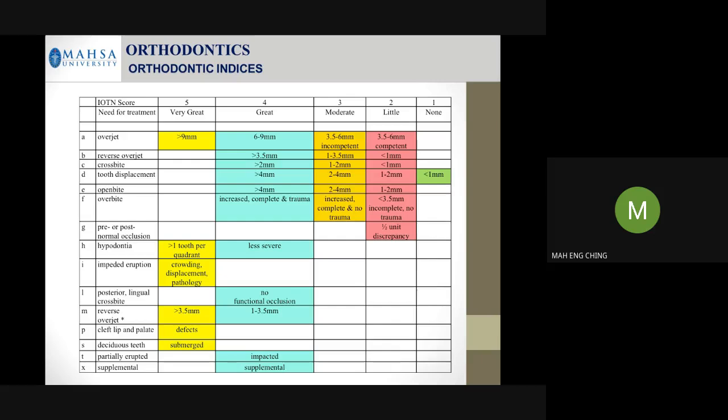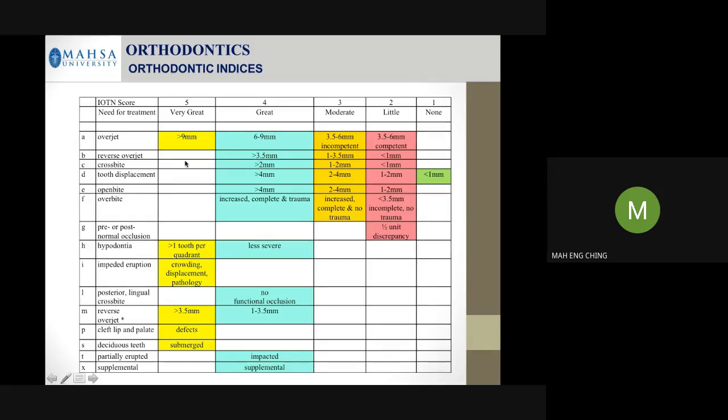But in this table you see, if the overjet is 3.5 to 6 with competent lips, then it falls into category 2. If the overjet is 3.5 to 6 with incompetent lips, then it is upgraded to grade 3. If 6 to 9, it becomes 4, and if it's more than 9, it becomes 5. So 2, 3, 4, 5 depends on the overjet. Then if you have reverse overjet, same thing. Less than 1 millimeter, grade 2. 1 to 3.5, grade 3. And more than 3.5 becomes grade 4.